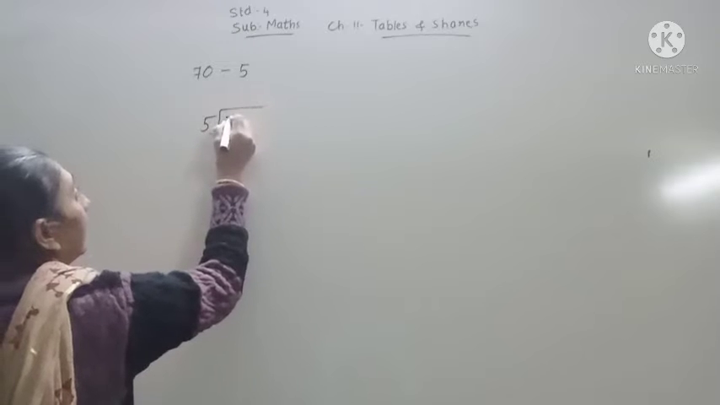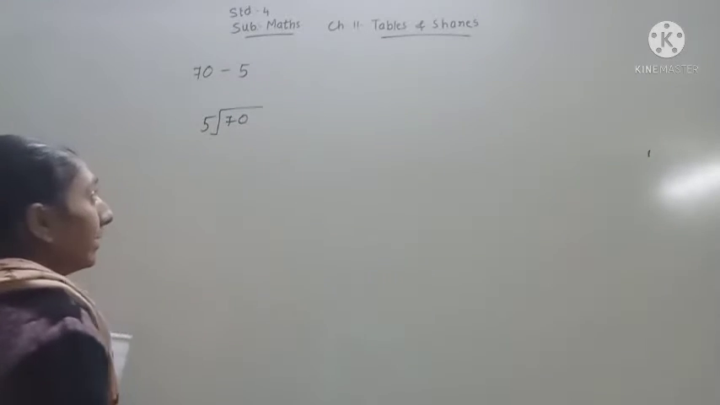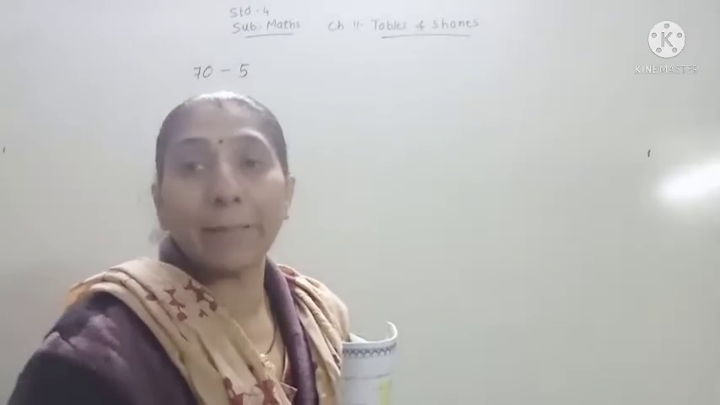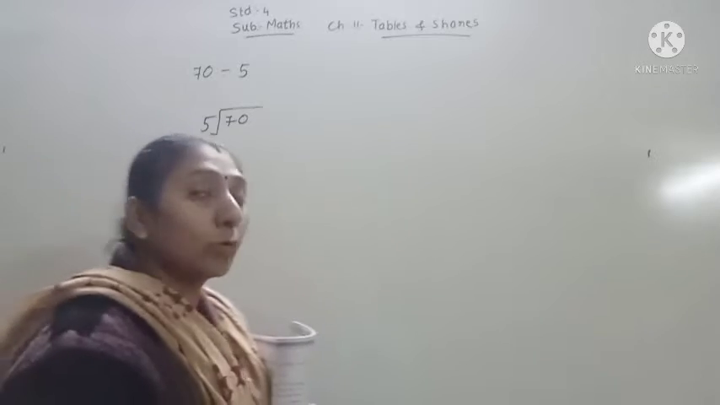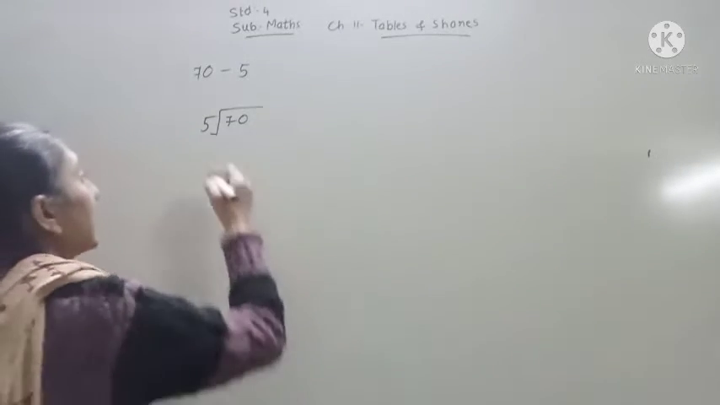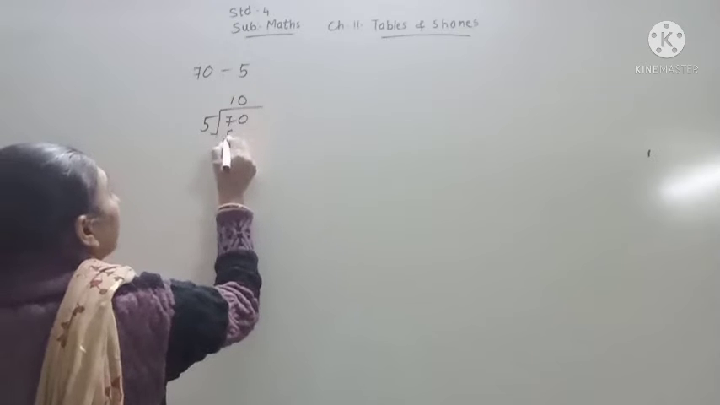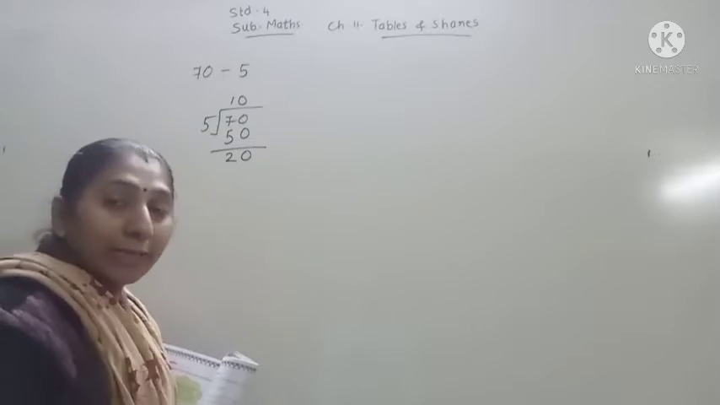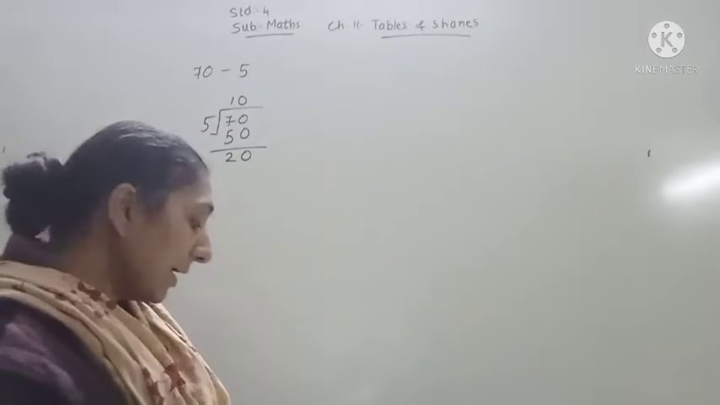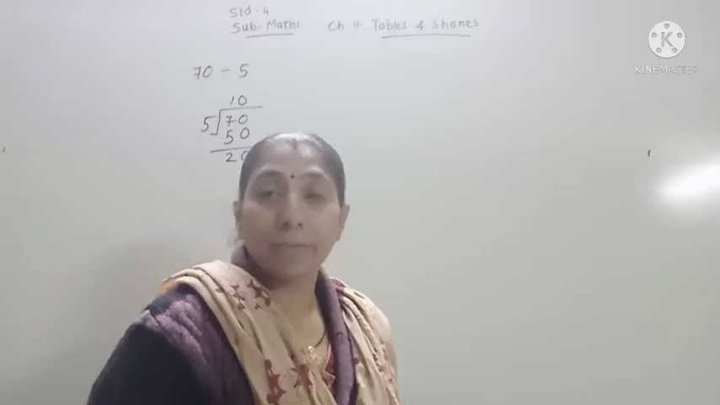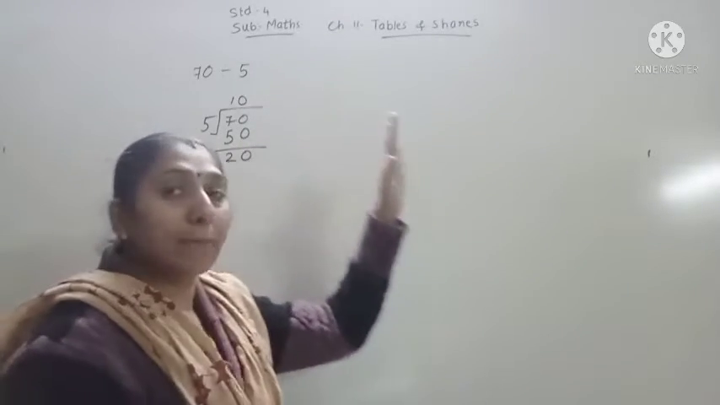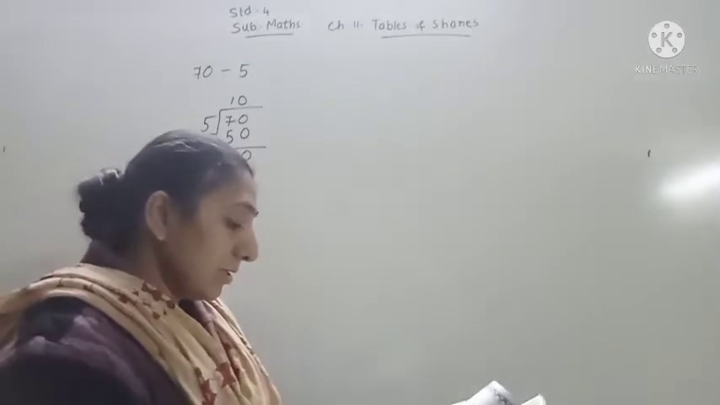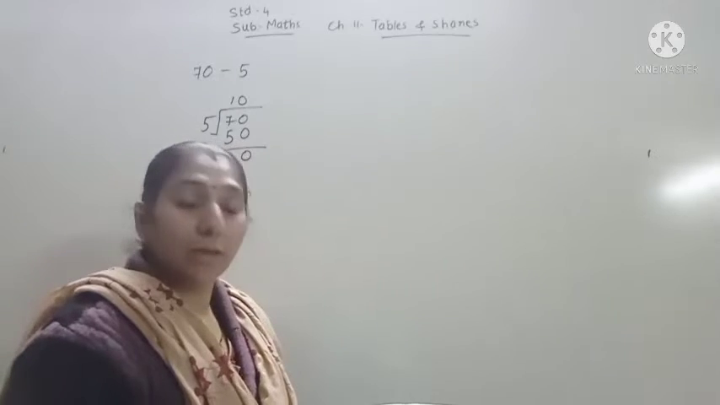5, 70. Now they don't know the big tables about 10 maybe, so they are doing it in a different way. 5 tens are 50. So how many are left? 20. 20 are left. Now 20 rupees are still left. तो पहले उन्होंने 10-10 रुपए सबको दे दिए, तो अब कितने बचे हैं उनके पास? 20 rupees. So now how will they do further?